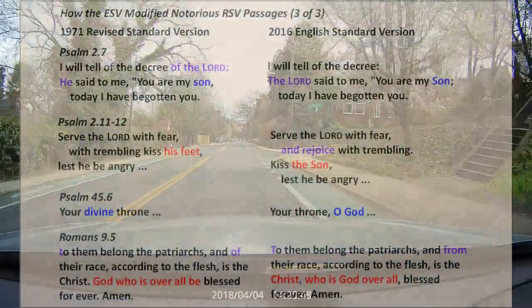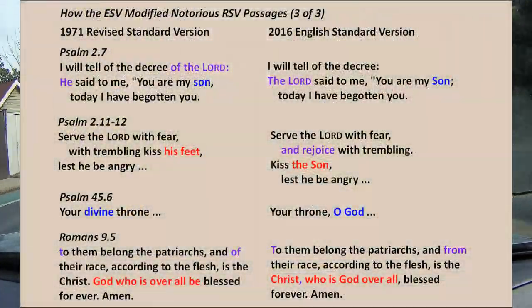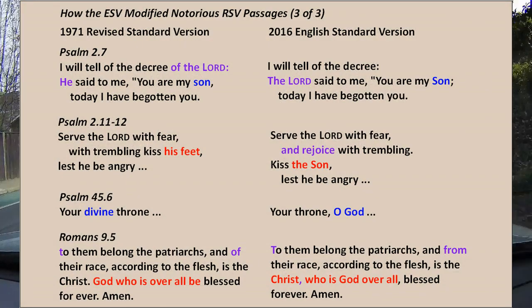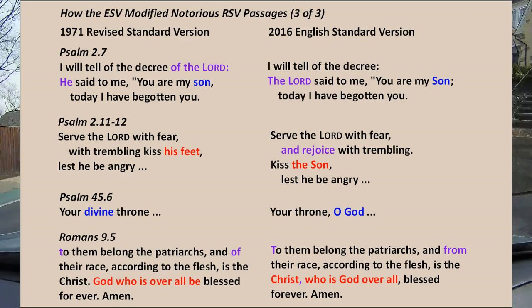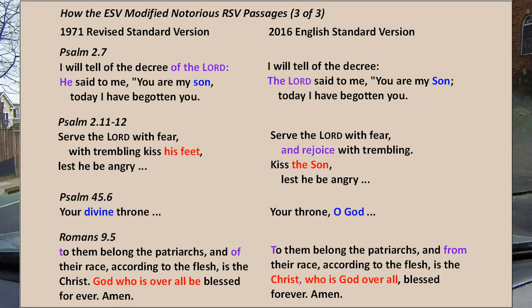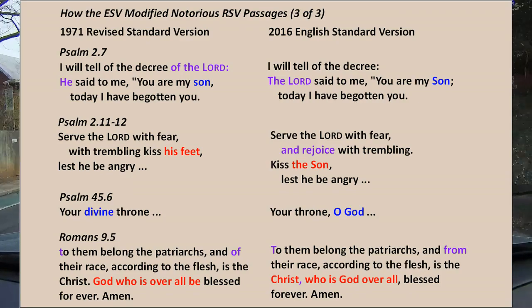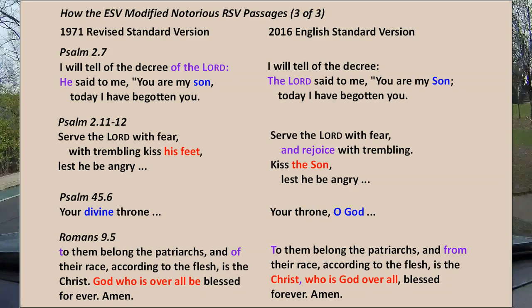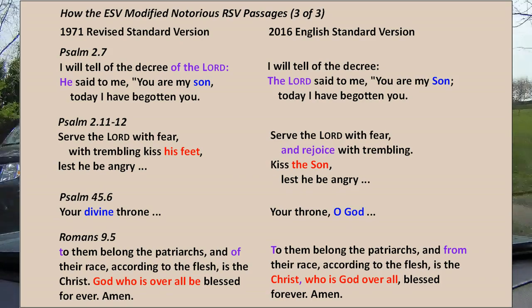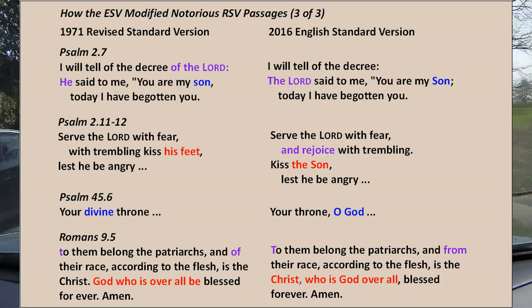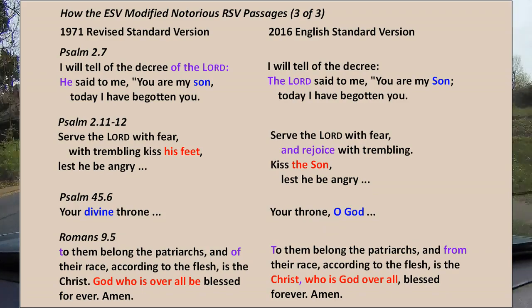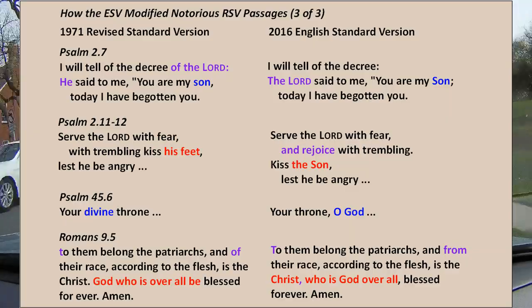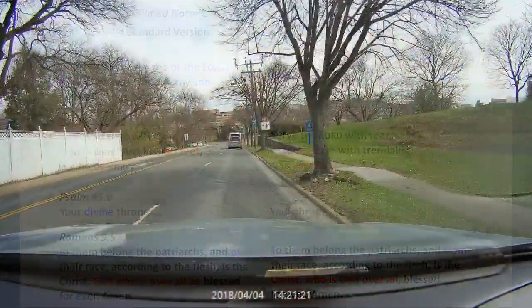And then Romans 9:5. It's pretty clear here that the issue is one of whether Christ is deity. The Revised Standard Version has translated things so that what you have at the end is a doxology to God. It does not make reference to Christ. It's disconnected from Christ. While the English Standard Version happily has translated that so that Christ is understood as God over all, blessed forever.